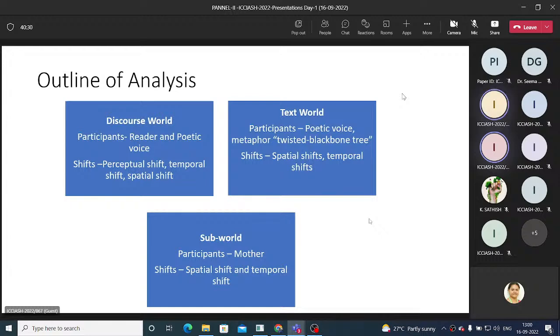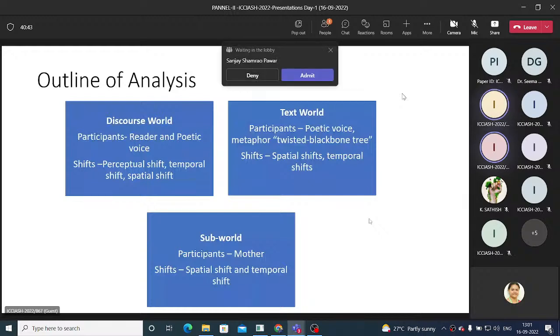Going further in the poem, there's a subworld that is created, and it is in this subworld that we see the mother. It's not in the text world of the poet. The poet is speaking from the present, so he's painting a picture of his mother's past. The mother is existing in front of him as an old lady, and he's also looking at his mother as a young lady. But when he sees her as a young lady, he's not seeing himself parallelly as a younger boy.